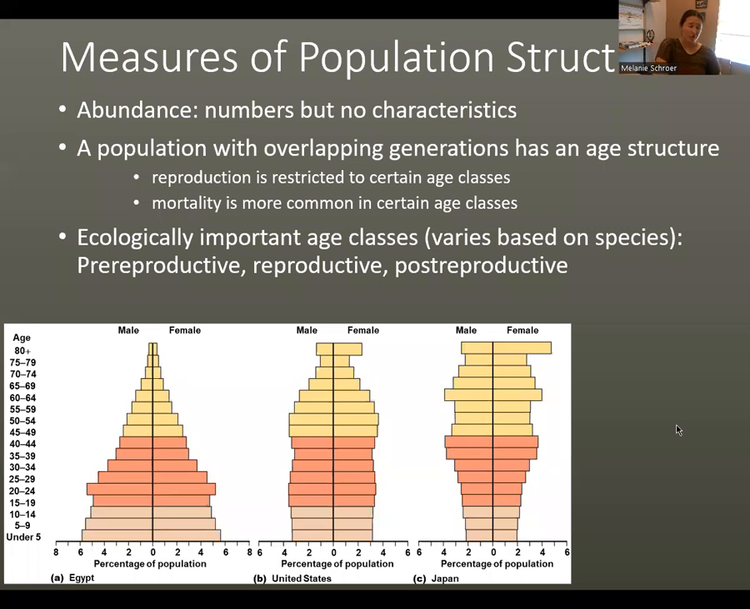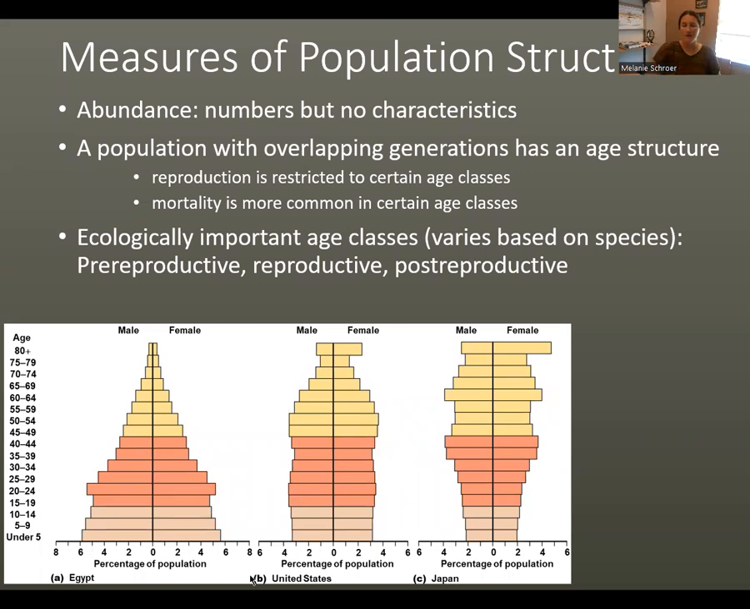Measures of population structure. So far, we've been talking about simply numbers, like, is there a spider or is there not a spider? Is there a quail or is there not a quail? So that's just the true abundance, how many organisms there are, and density, how many individuals there are in a space. But there's a lot more that we could talk about, of course. We can talk about the structure of the population in terms of age or age classes.